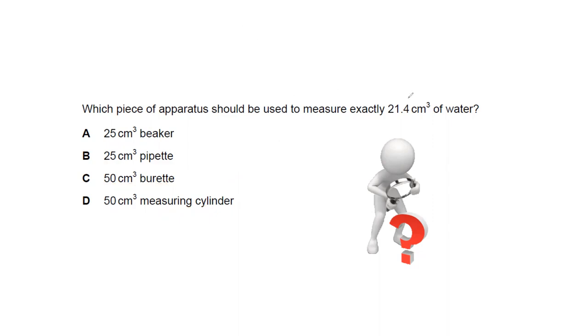So whenever you see a decimal place here, like 21.4, 13.2, if any number like 0.1, 0.2, 0.3 is there, then which is the best apparatus? We always select a burette. If it is a fixed volume, like if instead of 21 it was written 25.0, accurately, we can use a pipette.